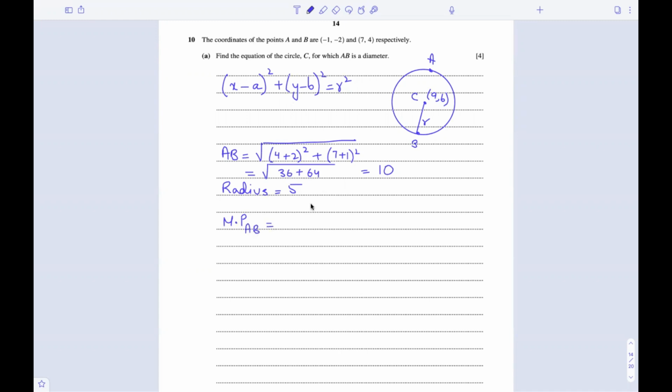For the center, we need to find the midpoint of AB. So we can use (x1 plus x2) upon 2, which is minus 1 plus 7 upon 2, comma, minus 2 plus 4 upon 2. So the midpoint would be 6 upon 2, which is 3, comma, minus 2 plus 4 upon 2, which is 1. So the coordinates of the midpoint or the center of the circle is (3, 1). Substituting this into the equation, we get (x minus 3) whole squared plus (y minus 1) whole squared is equal to r squared, which is 25. So this is the equation of the circle C.